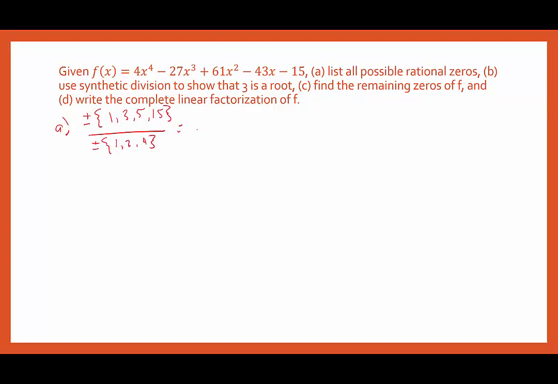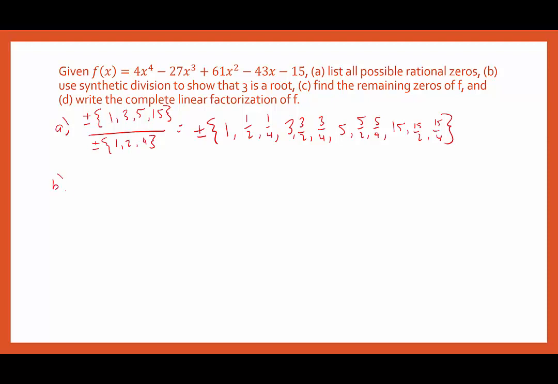So that's going to give us positive or negative 1 over 1, 1 over 2, 1 over 4, 3 over 1, 3 over 2, 3 over 4, 5 over 1, 5 over 2, 5 over 4, 15 over 1, 15 over 2, and 15 over 4. So we ended up not having any duplicates there. Everything ended up working out. So that's the list of possible rational zeros.